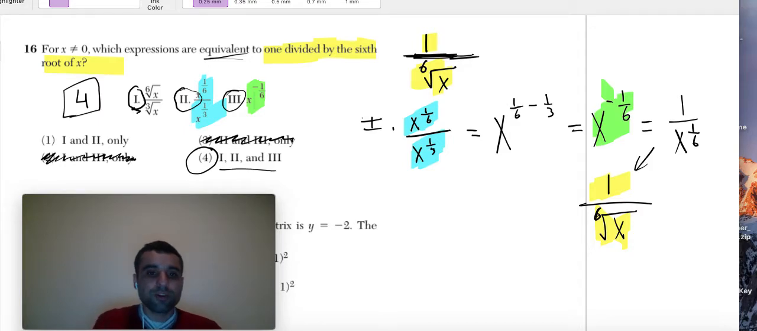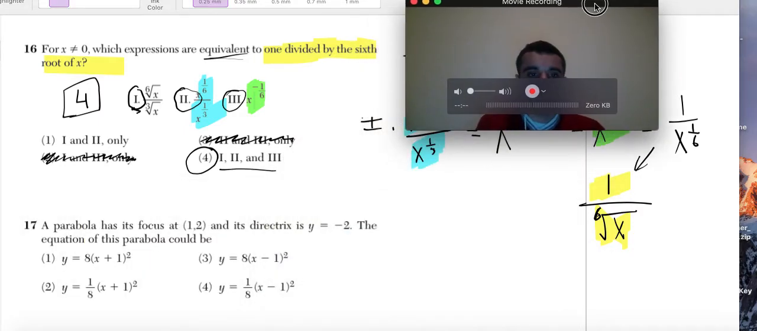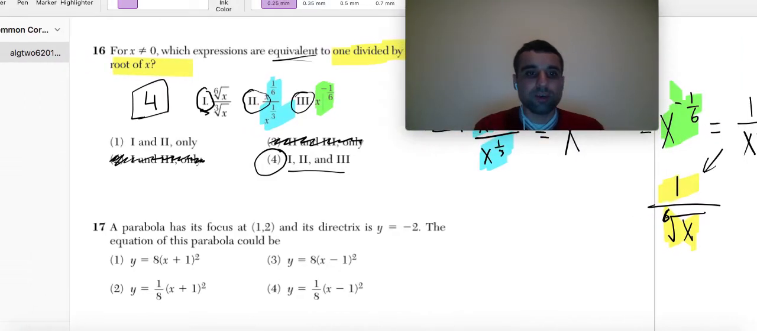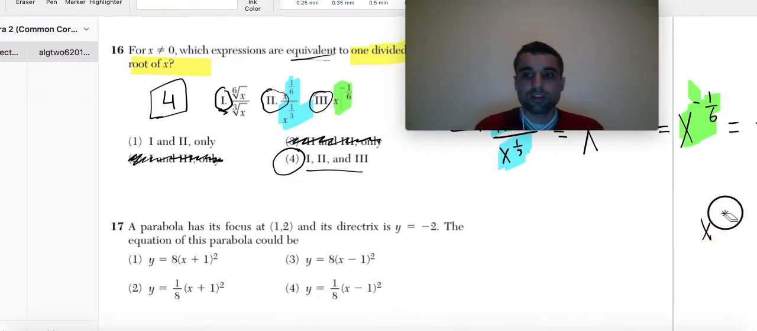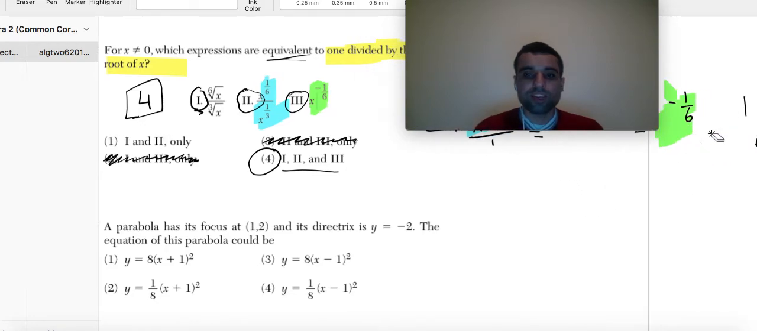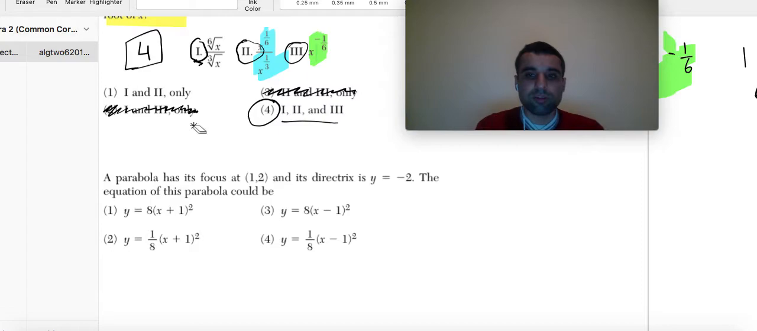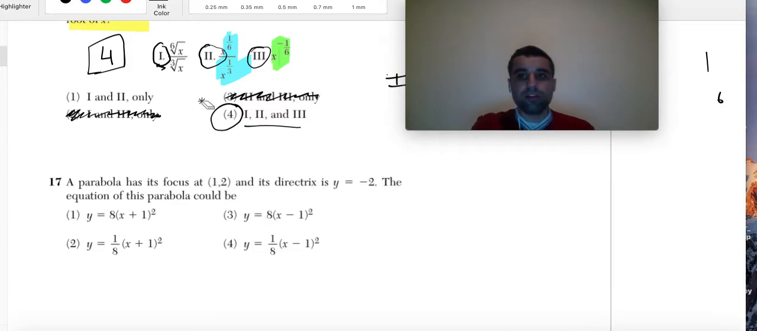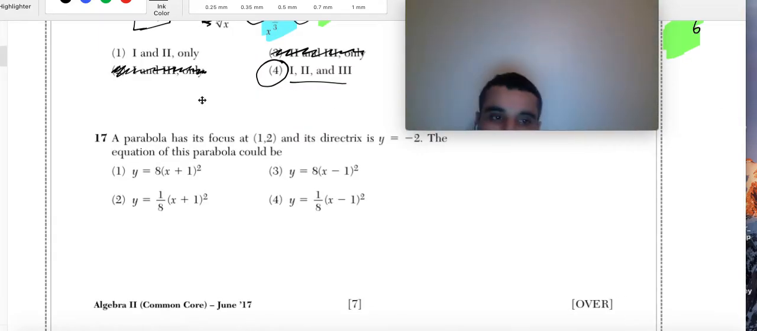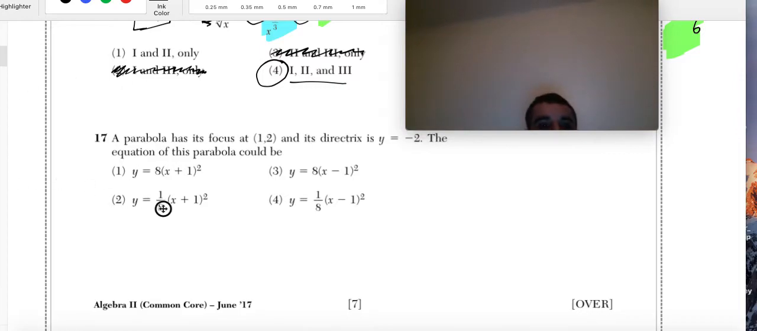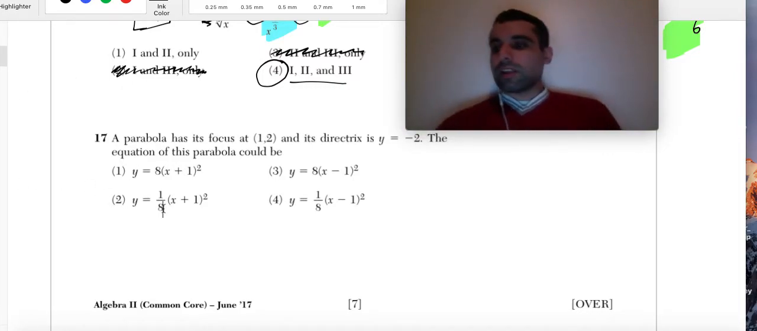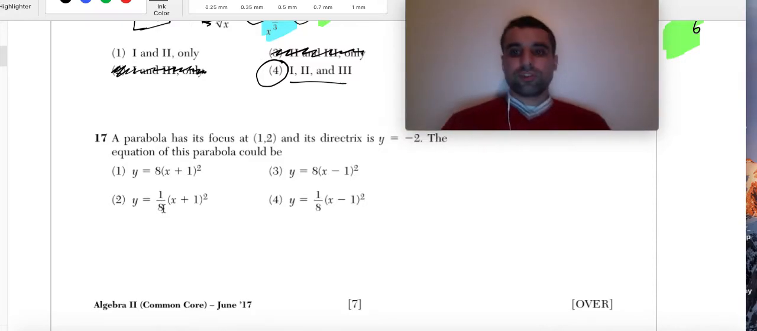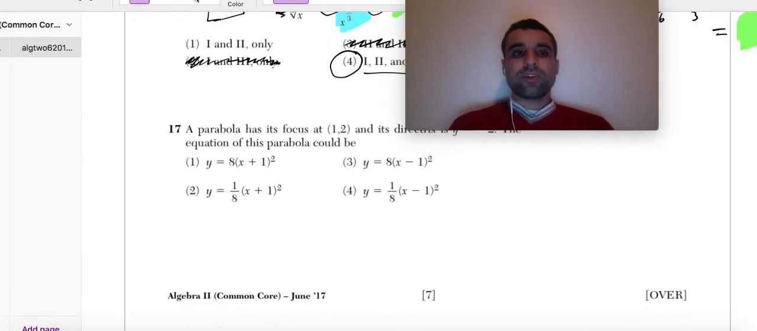Okay, so let's go on to number 17. A parabola has focus at (1, 2) and directrix at y equals -2. What could the equation of the parabola be? So guys, a parabola, you know, is the graph of a quadratic function, right? By one of the definitions, a parabola is the set of all points equidistant from the point known as the focus and the line known as the directrix, right?